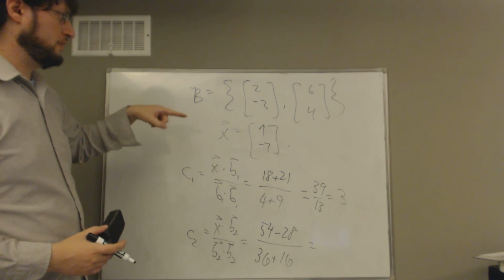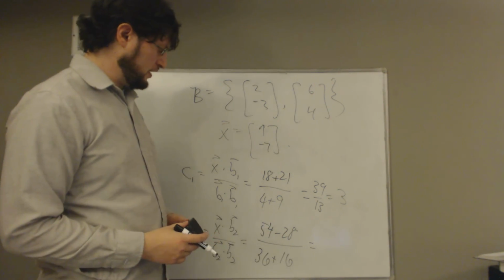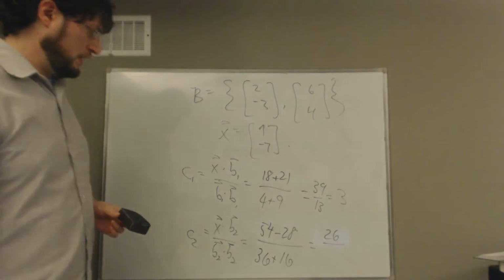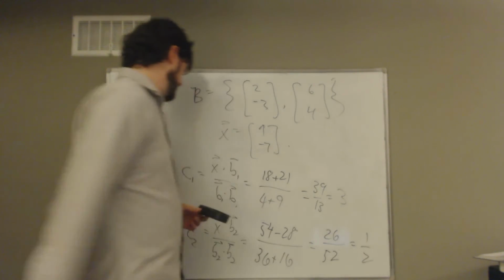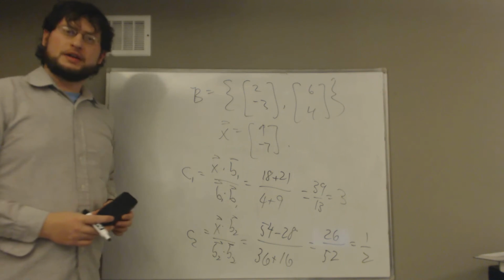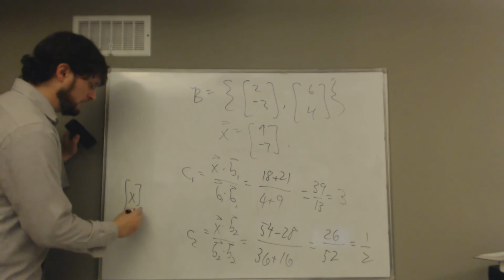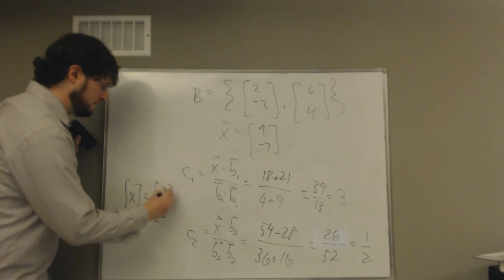56 minus 20, yes. All right, so what's that give us? That gives us 26 divided by 52, which is 1/2. And we're done. So putting these things together, we found that the coordinates of x relative to the basis are 3, 1/2.